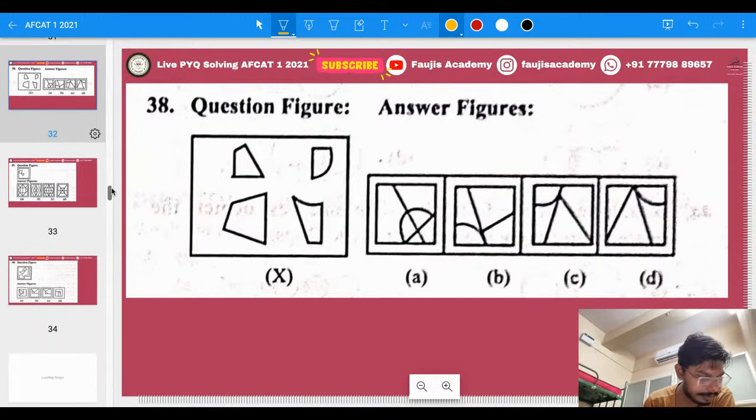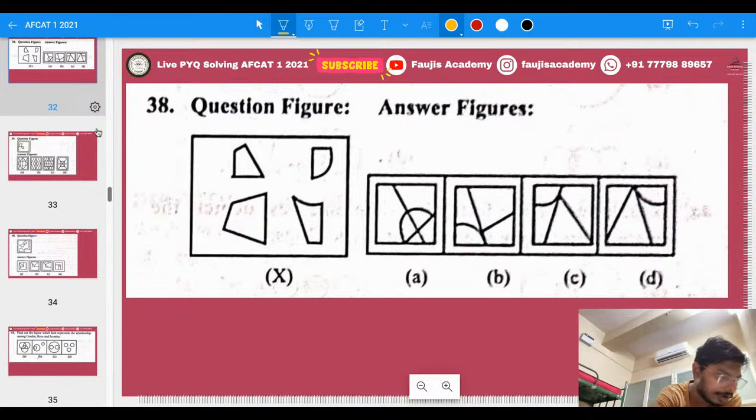38 is an easy one. How about Sushant? He did not answer. First count: 1 2 3 4. We need to have only four elements. 1 2 3 4 5 6 cannot be the answer. 1 2 3 4, 1 2 3 4 can be the answer. Do we have a triangle somewhere? We do not have a triangle given. 38, which one will be the answer?